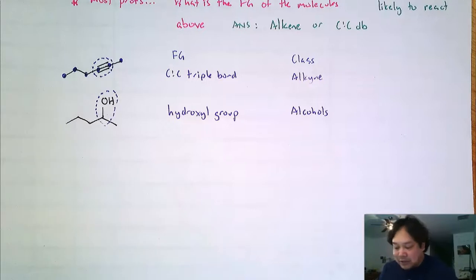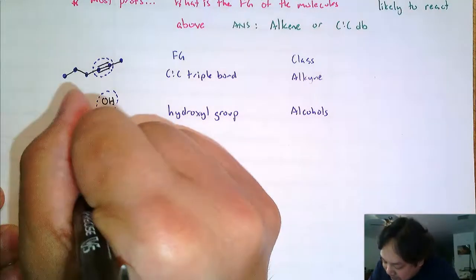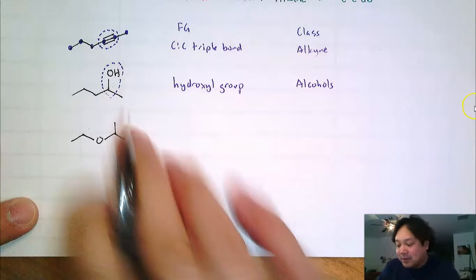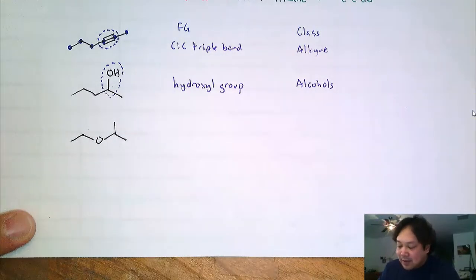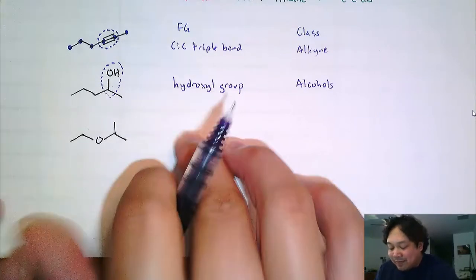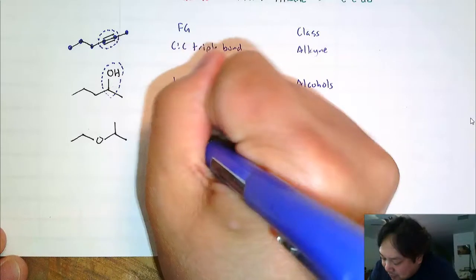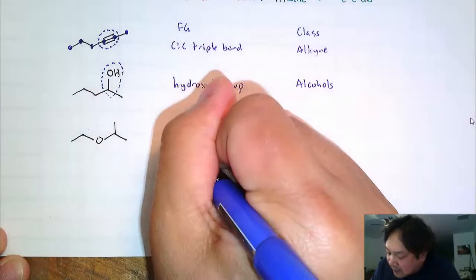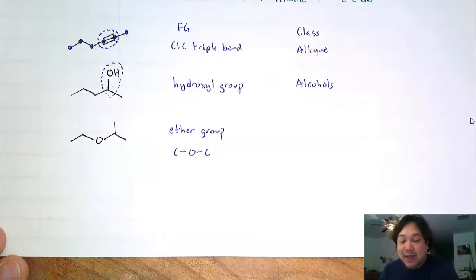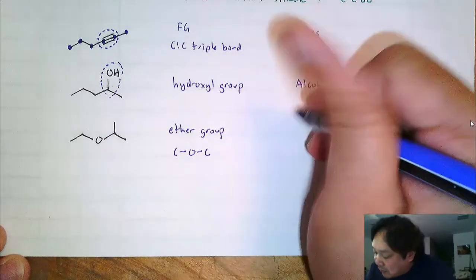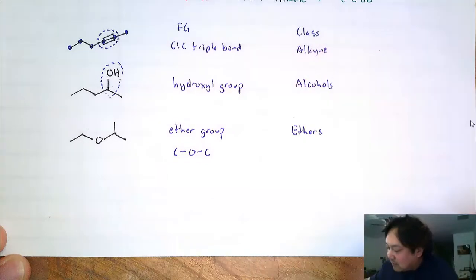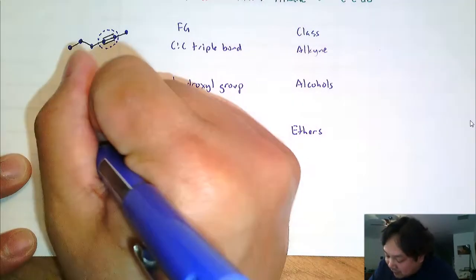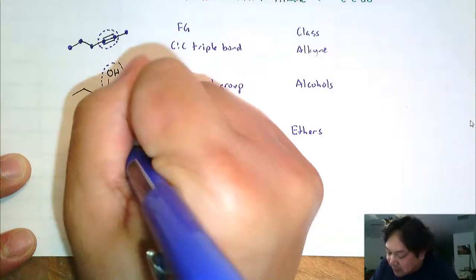Okay, more oxygen-containing compounds. How about this one? Approximately the same pattern, but we just switched some atoms. This is an ether. The functional group really has no special name. We just called it an ether group. It's really when you see a carbon single bond oxygen single bond carbon, at least something like that, you have an ether group and you're in the class of ethers. If I wanted to circle the functional group, I would circle the carbon as well, the two carbons flanking the oxygen.